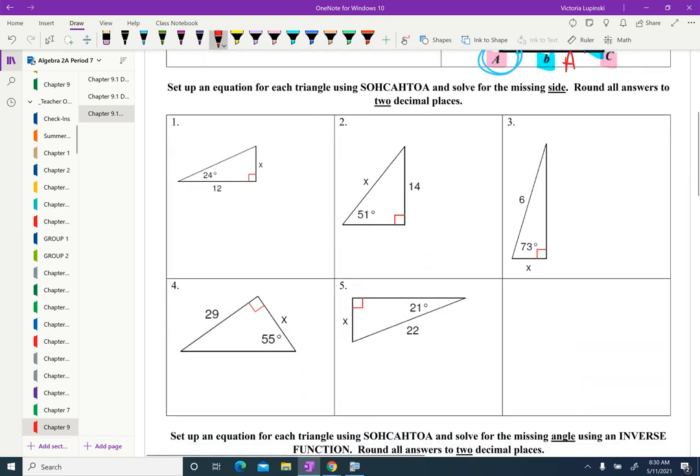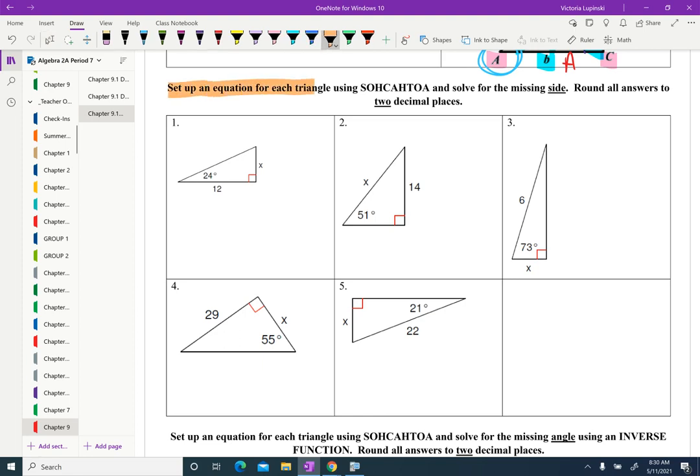So take a look at what it's asking you to do here in the first set. You're going to set up an equation for each triangle using SOHCAHTOA and then solve for the missing side. We're going to ask you to round all your answers to 2 decimal places. Now, when we say that you're going to use SOHCAHTOA, technically you could use the other 3, the secant, the cosecant, and the cotangent, but it's just much easier if you use the sine, the cosine, and the tangent, and it's especially easier from a calculator perspective. So that's why we're going to go ahead and focus on those.